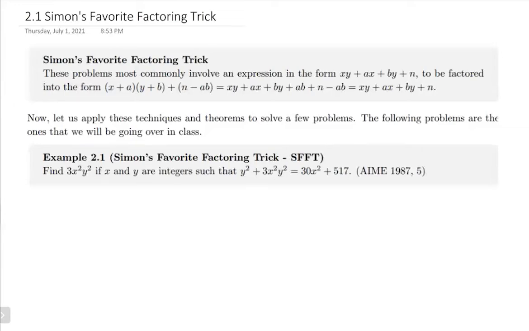And this commonly shows up in problems, especially ones asking for integer solutions, because what happens is you can move this n minus ab to the other side, right? Because you set this expression equal to 0, you move the n minus ab to the other side, and then it just becomes a question of finding factor pairs, right?